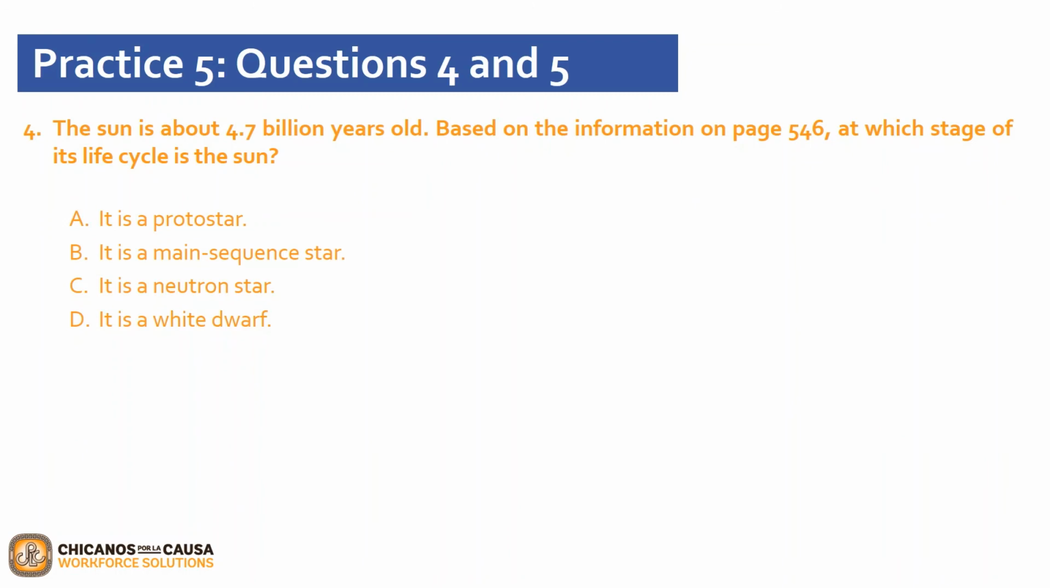Let's start with question 4. The sun is about 4.7 billion years old. Based on the information on page 546, at which stage of its life cycle is the sun? So let's remember our stages for the stars. We have as an option A, protostar. Well, protostar is the beginning phase. It's the origin of stars, which is made up of condensing gases and dust, which does not align with what the sun is today. The main sequence star phase is the longest stage in the stellar life cycle. The neutron star forms after the supernova phenomenon, which has not happened to the sun yet. And finally, the white dwarf, which is also a result from the supernova phenomena. Therefore, we can conclude that the sun is currently in the main sequence star phase.